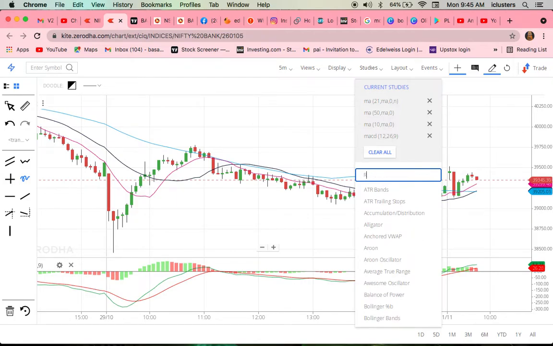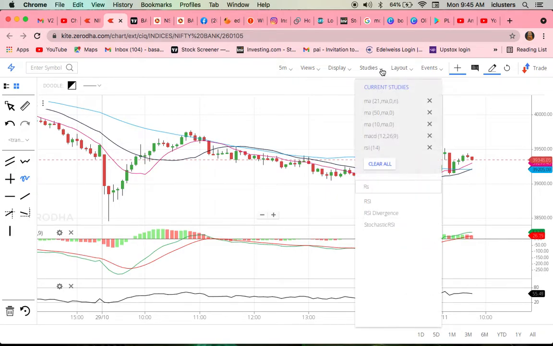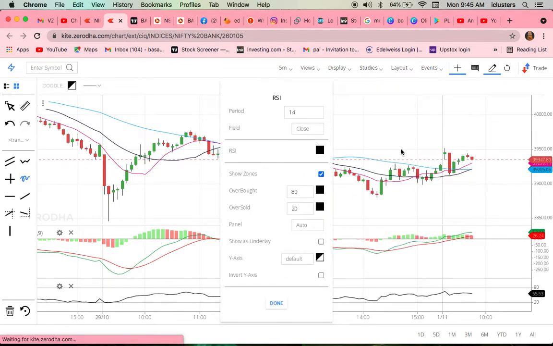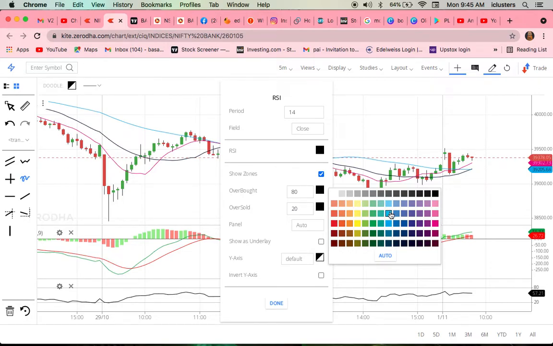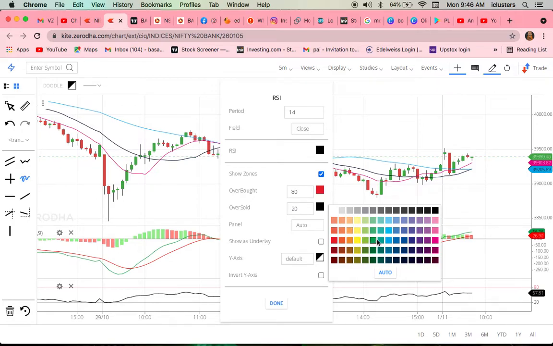So I'm going to apply the RSI indicator. In this study we want to edit the RSI period to 14. Okay, overbought zone 80 and oversold zone 20. Okay, done. I want to change the colors: overbought zone we want to show in red, and oversold means we want a buy entry.